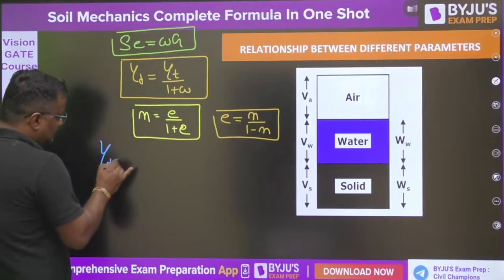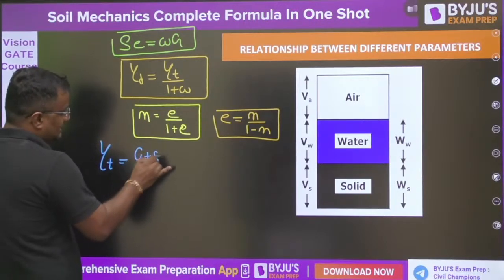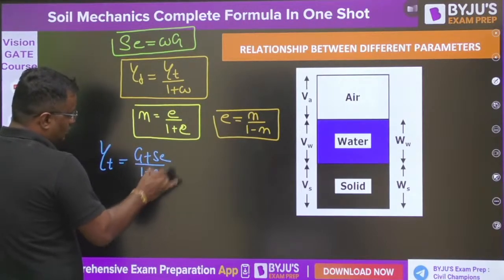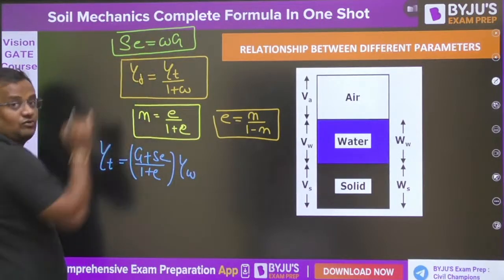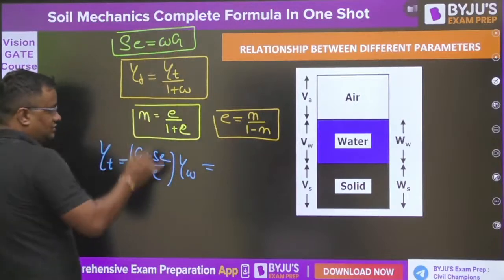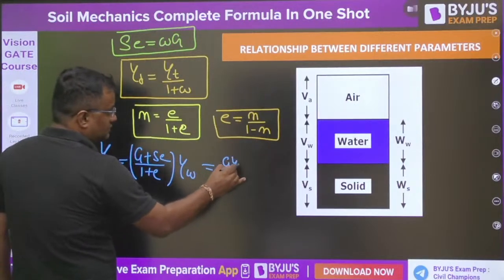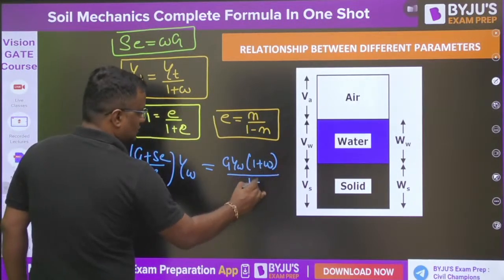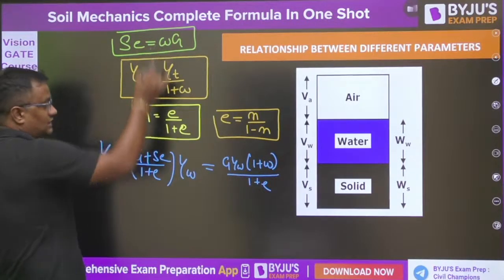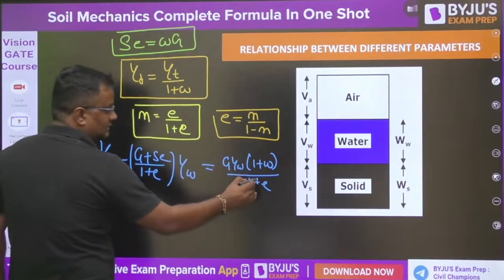Now, gamma bulk is G plus Se into 1 plus e into gamma w. Se you can write down as wG. So when you write wG, G is common, so this formula will change to this. I have written Se as wG, so G will be common and it will be like this.